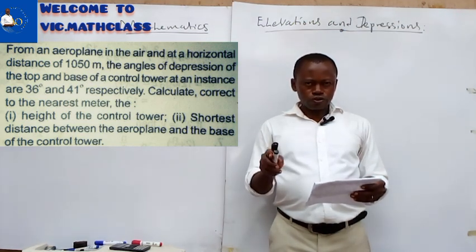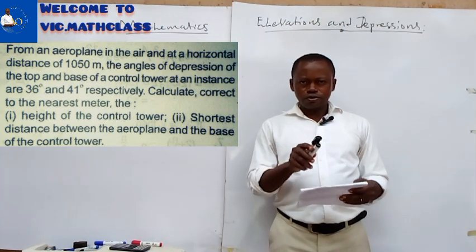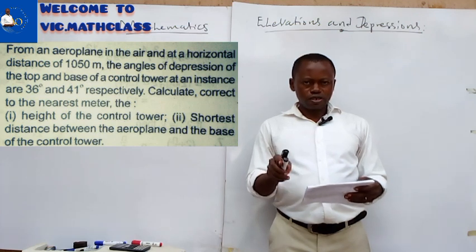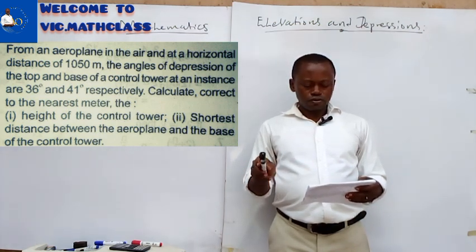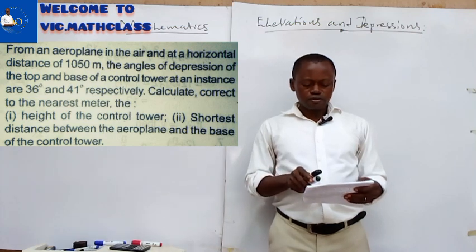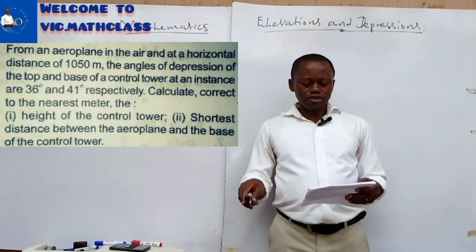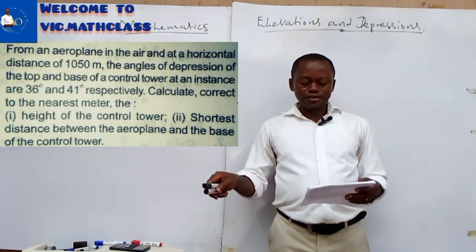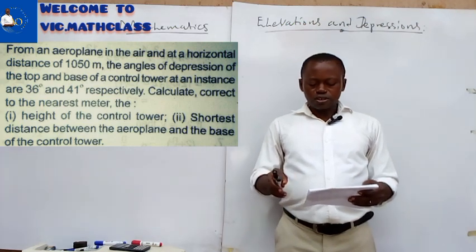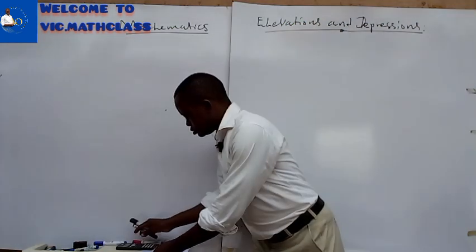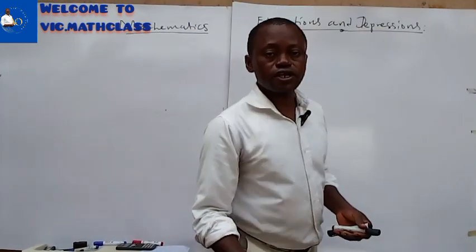From an aeroplane in the air and at a horizontal distance, do you get that now? Horizontal distance of 1050 meters. This is a WAEC question from the past. The angles of depression of the top and the base of a control tower at an instance are 36 degrees and 41 degrees respectively. Calculate. Let me leave this calculate part, because the first thing you do is you draw the diagram.